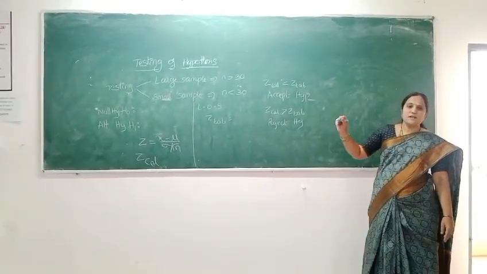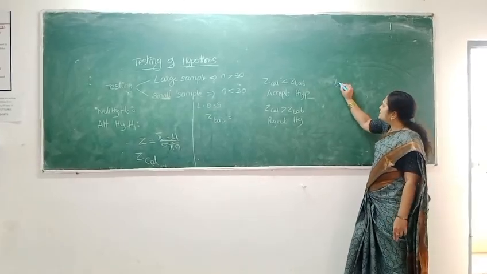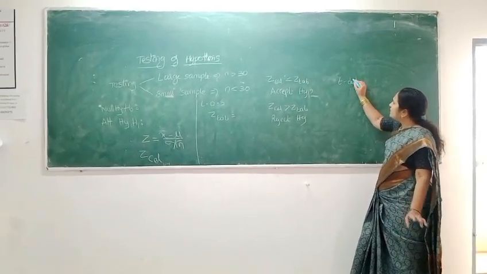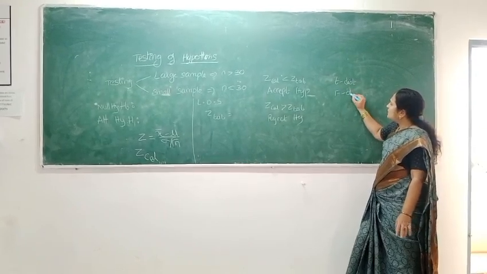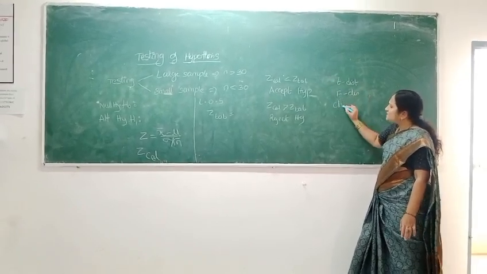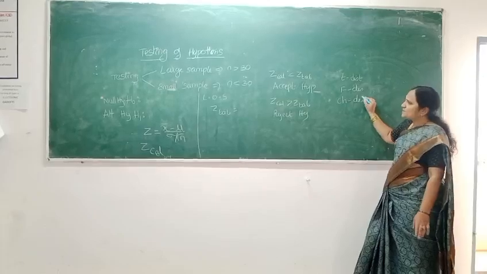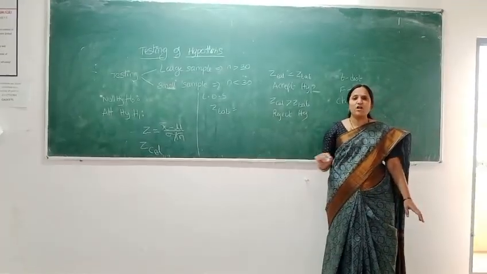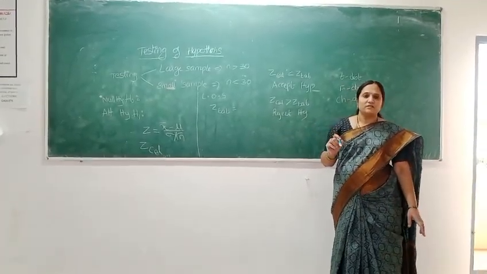And considering the small samples, we use the T distribution, F distribution, and also the chi-square distribution for small samples, and for large samples we will use only the normal distribution.